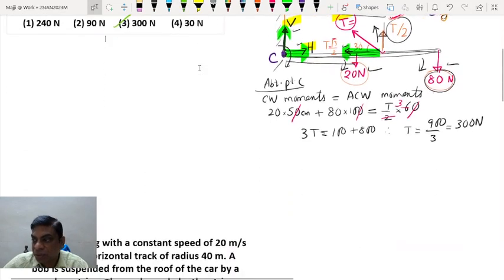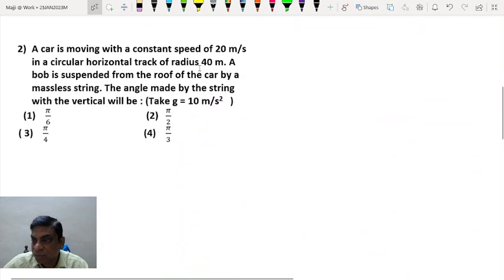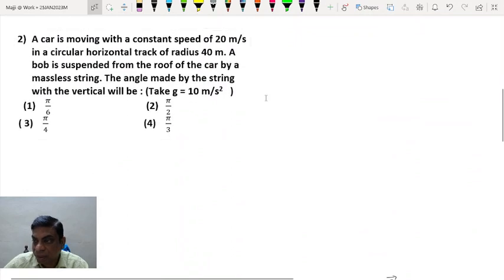Let us move to the next question. Question number 2. A car is moving with a horizontal speed of 20 meters per second in a circular horizontal track of radius 40 meters. A bob is suspended from the roof of the car by a massless string. The angle made by the string with the vertical will be. This question is based on rotational motion, or circular motion, I should say.